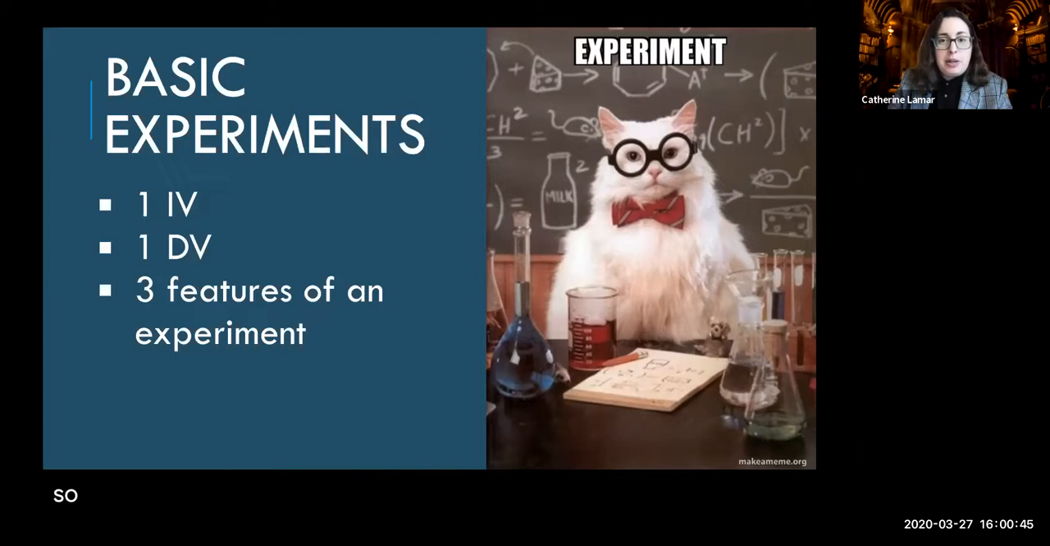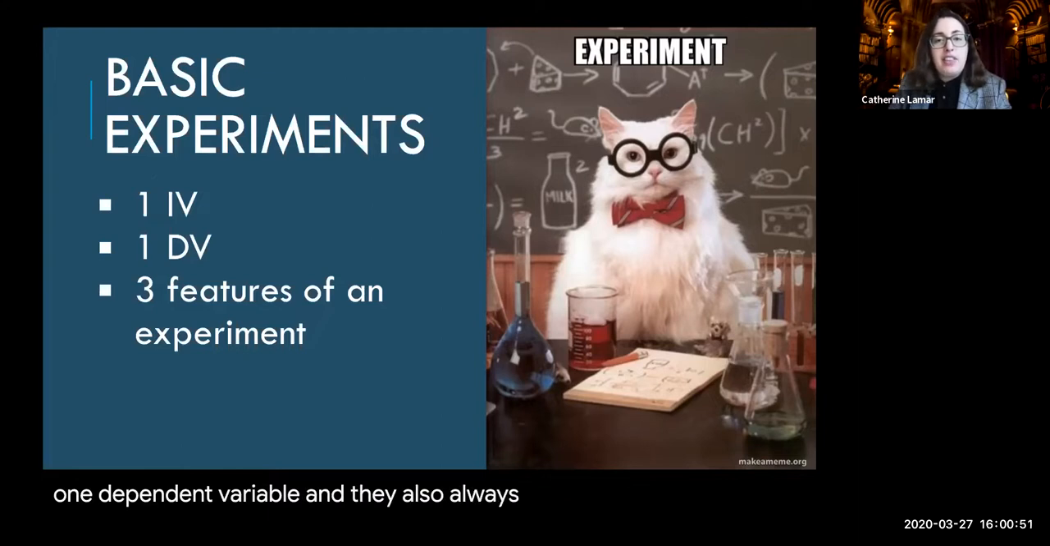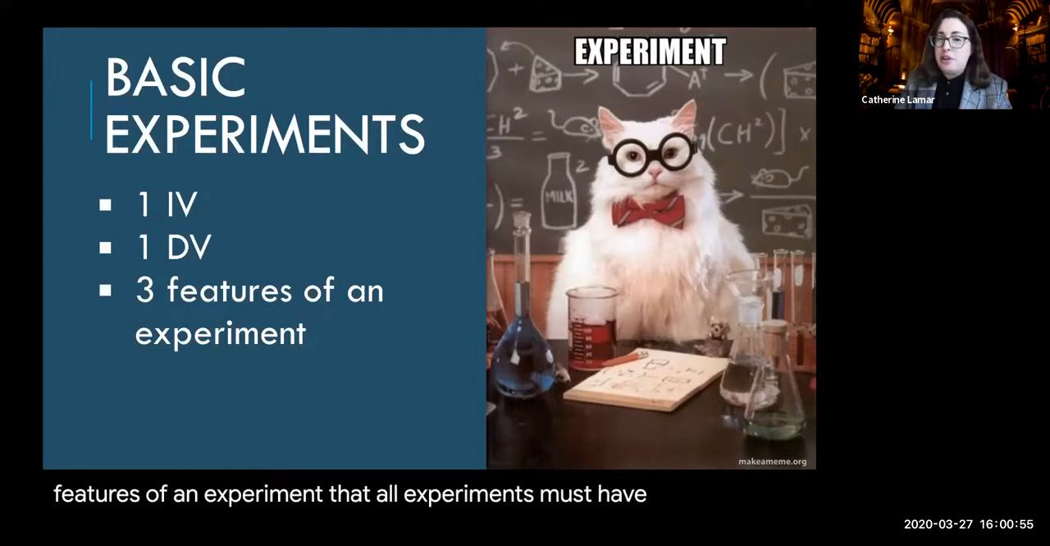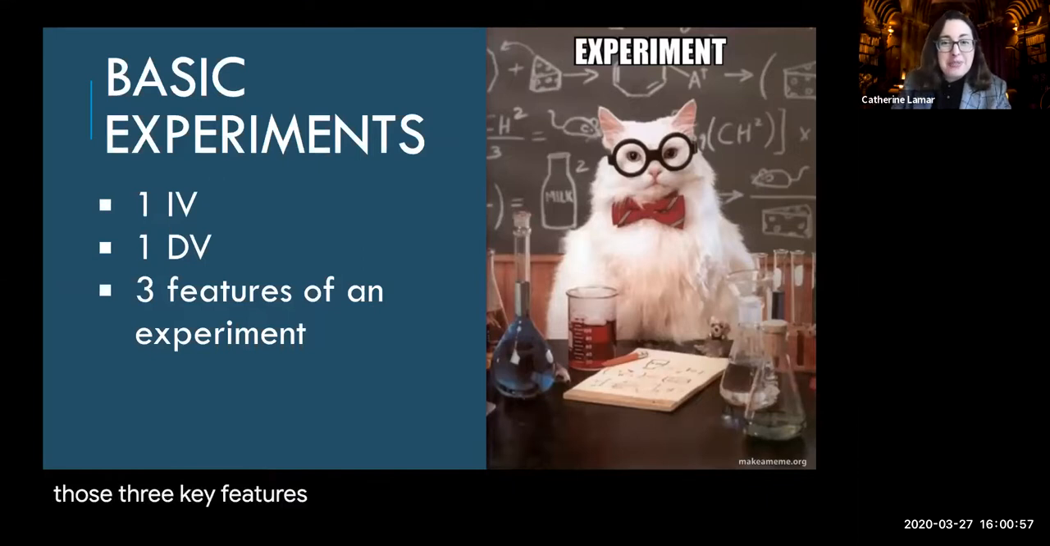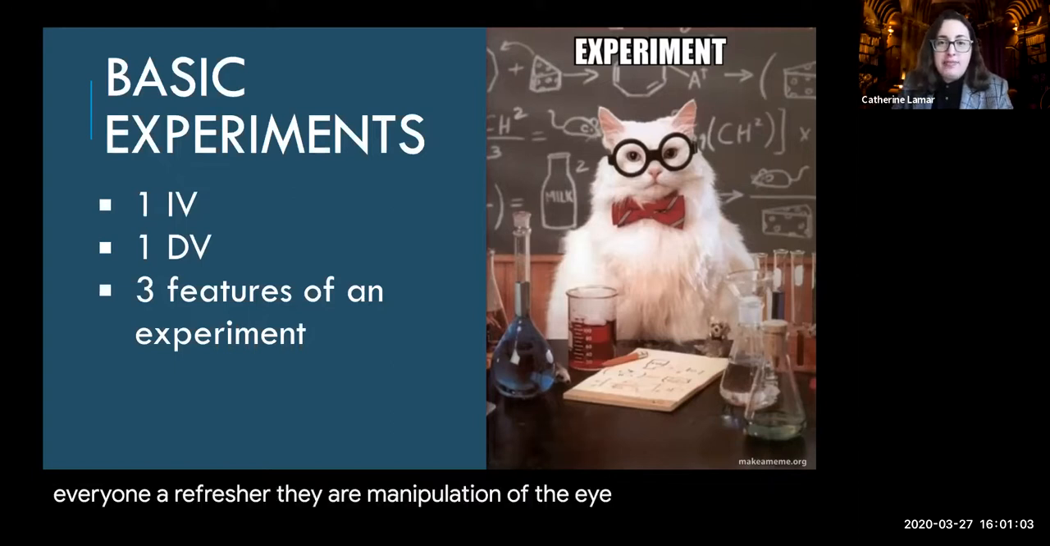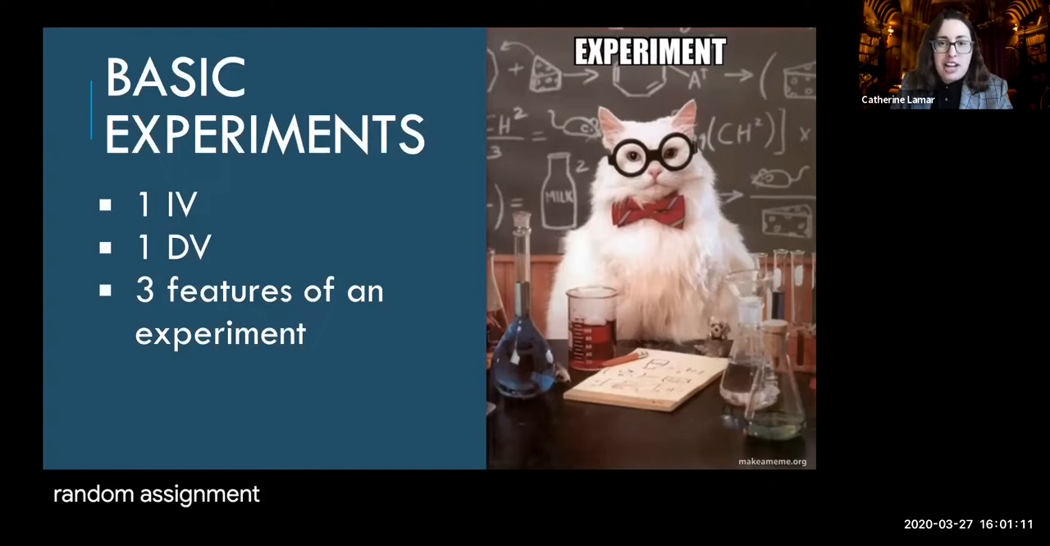So basic experiments always only have two variables, one independent, one dependent variable. And they also always have the three key features of an experiment that all experiments must have. What are those three key features? Hopefully we know, but to give everyone a refresher, they are manipulation of the IV, random assignment, and experimental control. Again, all experiments must have random assignment, manipulation of the IV, and experimental control.